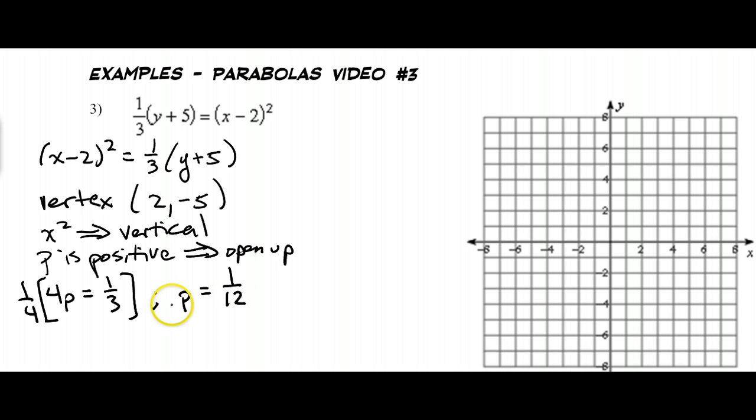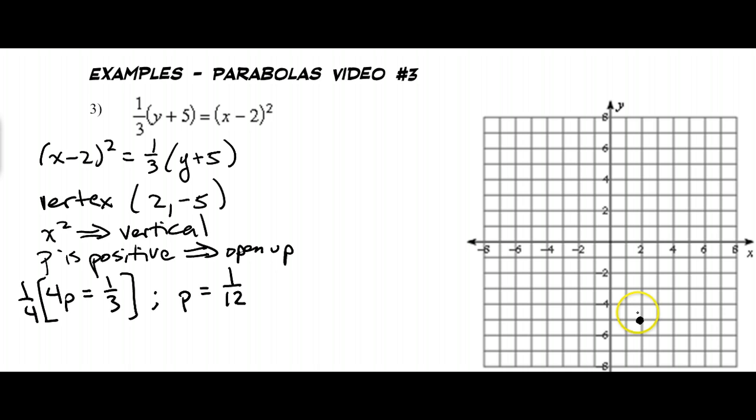So again, what this p tells us is that we're going to go up 1/12 from the vertex to get the focus, and we're going to go down 1/12 from the vertex to get the directrix. So let's start graphing this. So I've got my vertex at 2, -5, so right over here. And since p is positive, it's going to open up. We figured that out. P is 1/12.